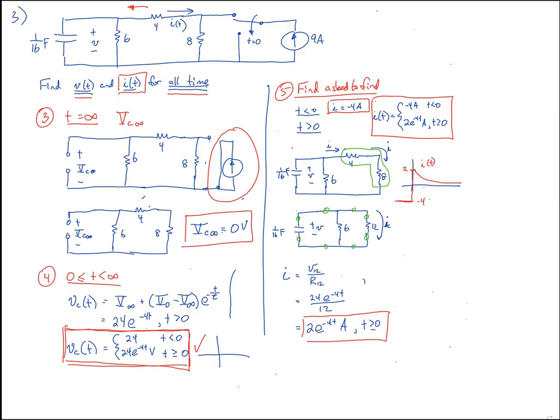So there we end up with 24 for time less than 0, and then it smoothly decays away down to 0 for time greater than 0. And sure enough, it's always continuous. I can draw this without ever lifting the pen from the paper. Okay, that's problem 3 in minute detail.